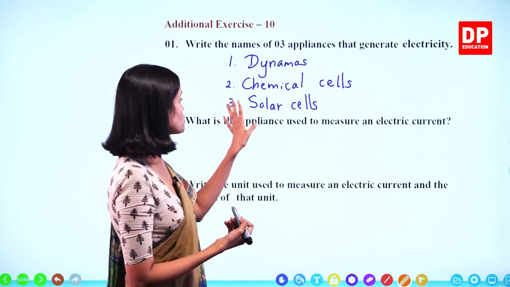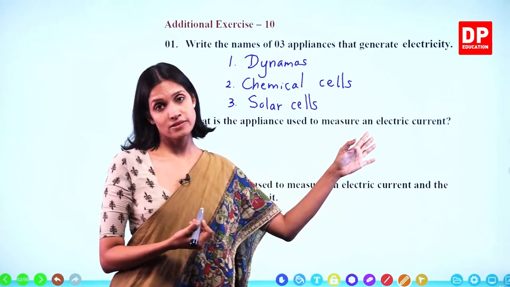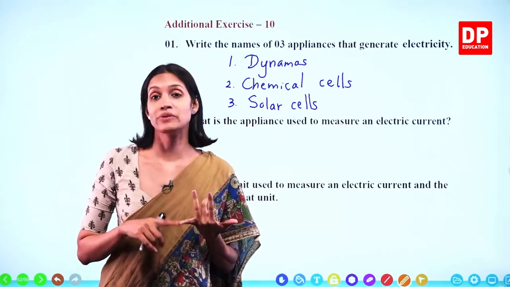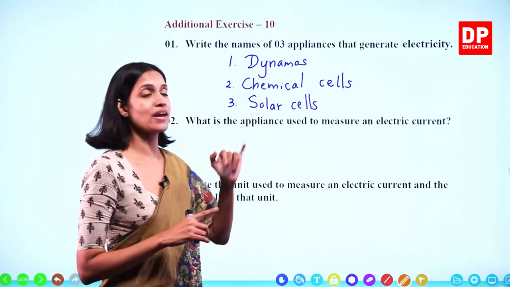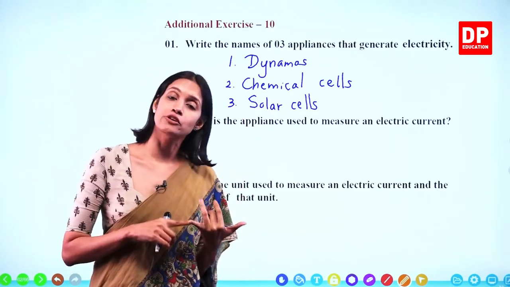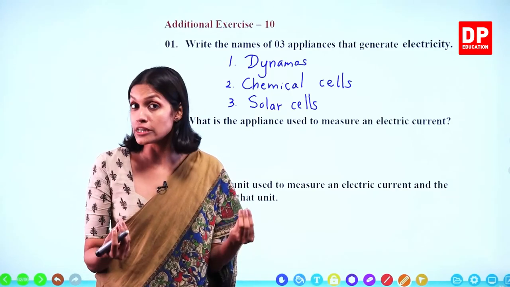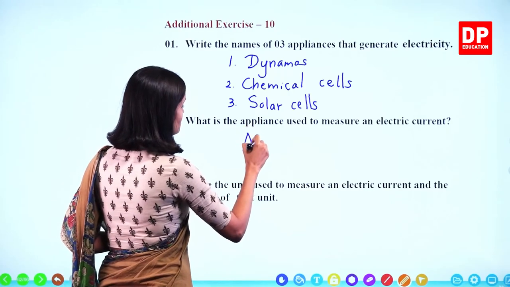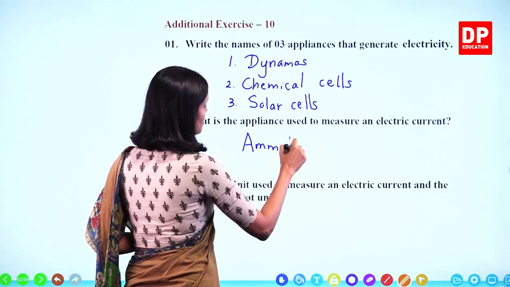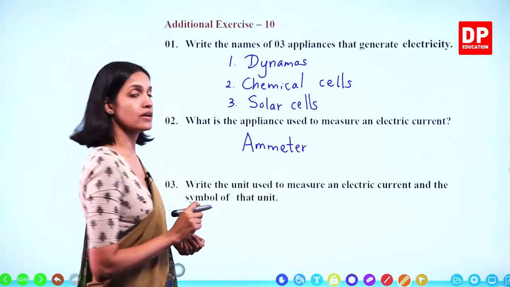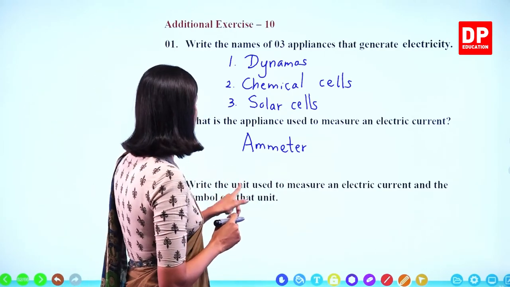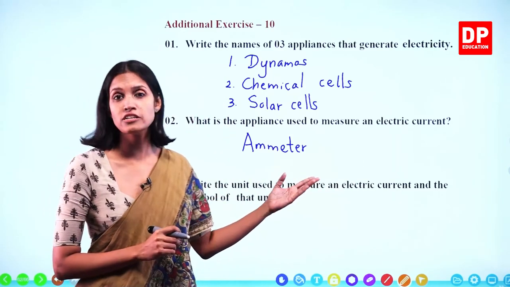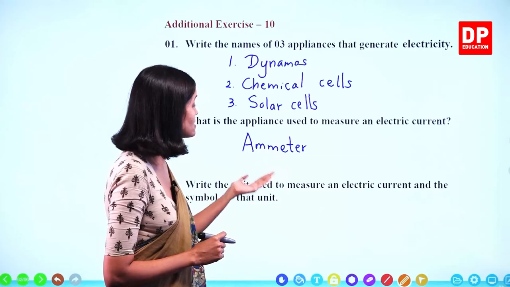What is the appliance used to measure an electric current? The main appliance used to measure an electric current is the ammeter. But in addition to the ammeter, we can use a galvanometer and milliammeter to measure smaller currents, right? But as the main appliance, we will write ammeter. Right, the next one. Write the unit used to measure an electric current and the symbol of that unit. What is the unit used to measure electric current? Ampere.